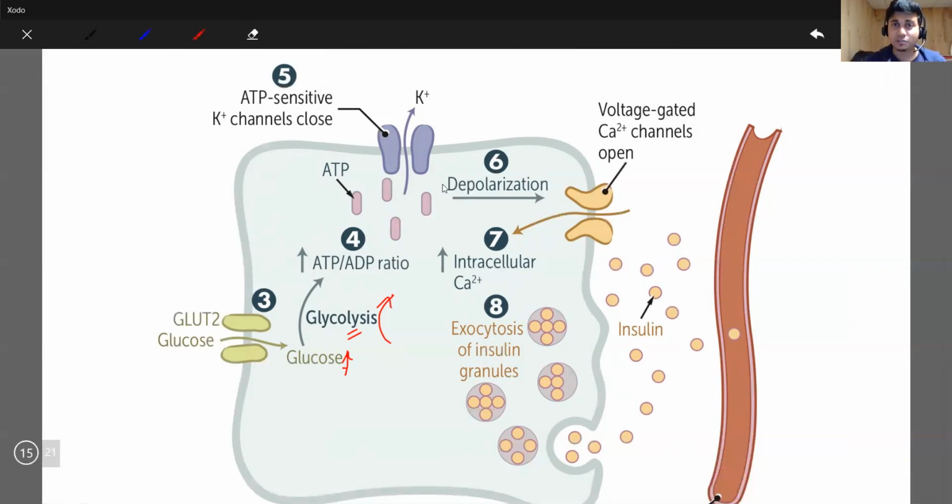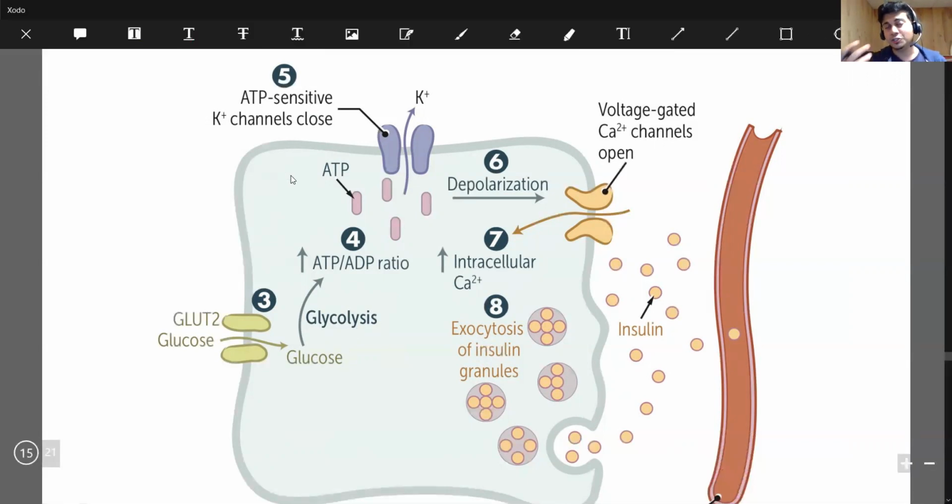When there is an increased amount of glucose, glycolysis will run very smoothly, and that will eventually lead to a huge amount of ATP generation. So that's some discussion from your biochemistry. I'm not going into detail. Just remember that this beta cell has this GLUT2 transporter, and glucose enters the cell, converts into glucose 6-phosphate and follows the steps of glycolysis. Eventually, glycolysis will generate some ATP.